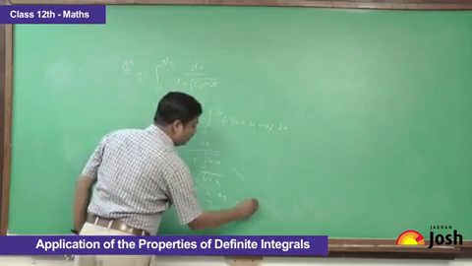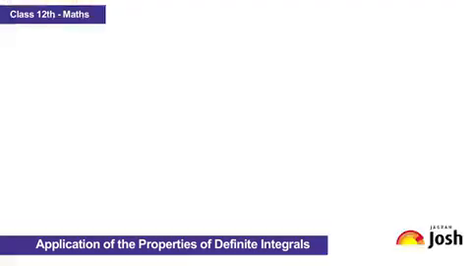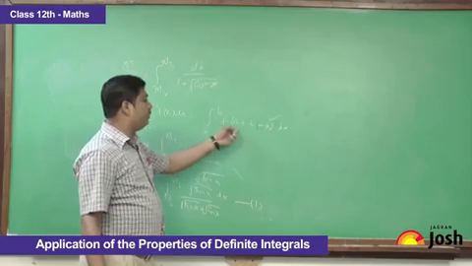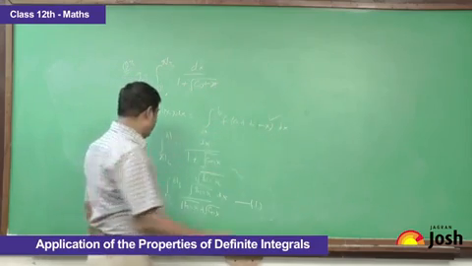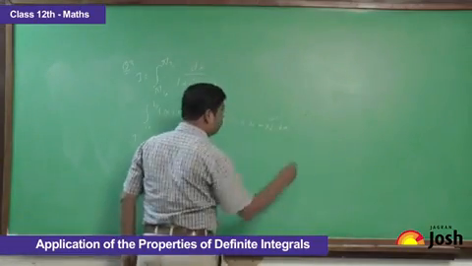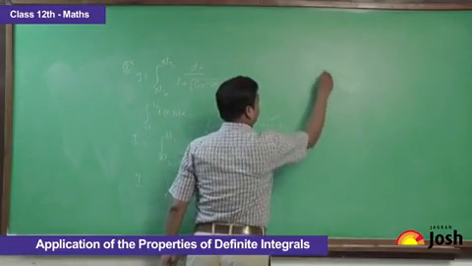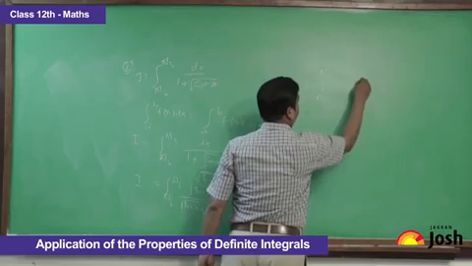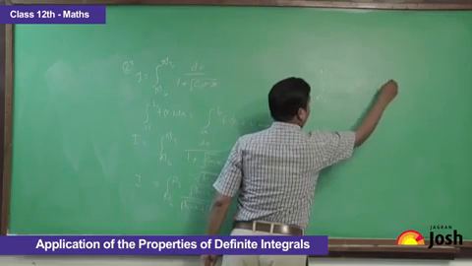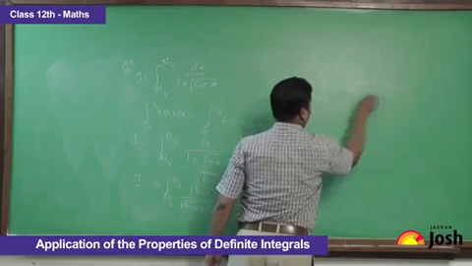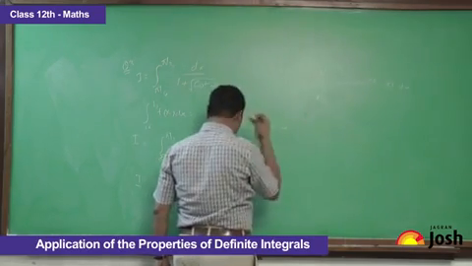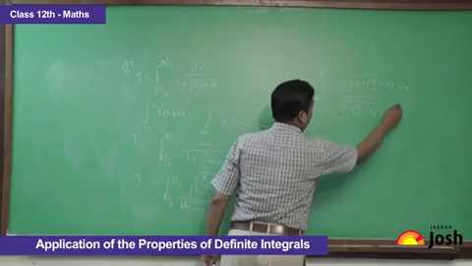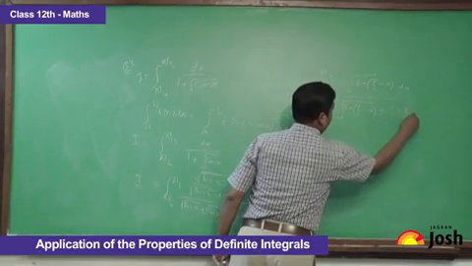This integral, when we apply the property integral a to b f(x) dx is equal to integral a to b f(a plus b minus x) dx, becomes I is equal to pi by 6 to pi by 3 under root of sine pi by 2 minus x dx upon under root of sine pi by 2 minus x dx plus cos pi by 2 minus x.